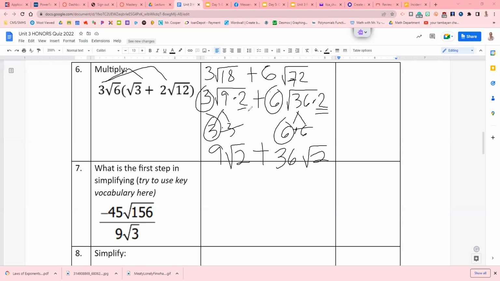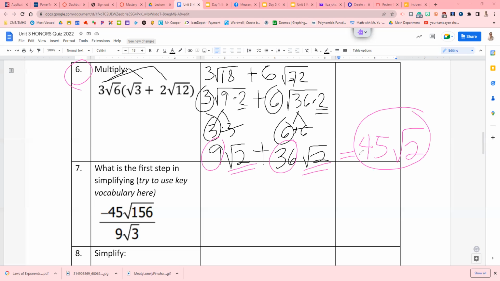Since they have the same radicand, they both contain 2, you may add the numbers. 36 plus 9 is 45 square root of 2. That's the answer for number 6.